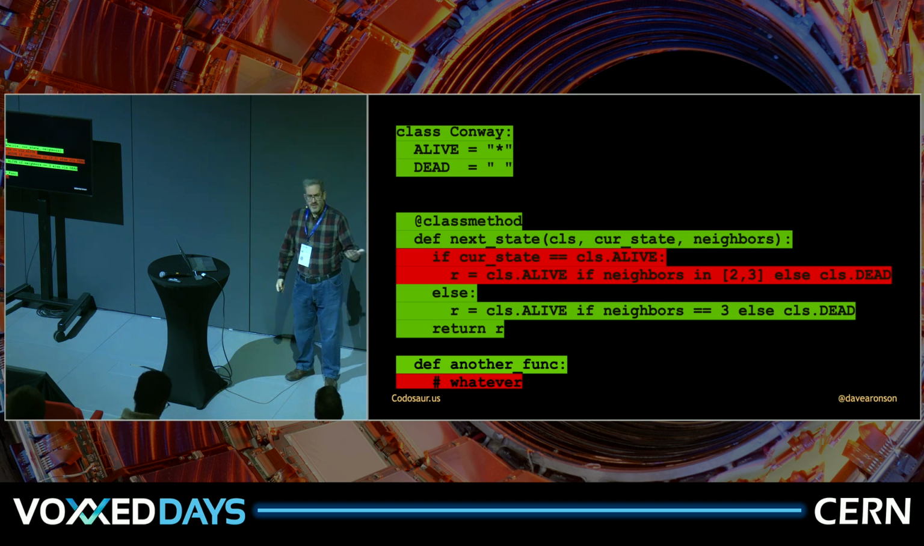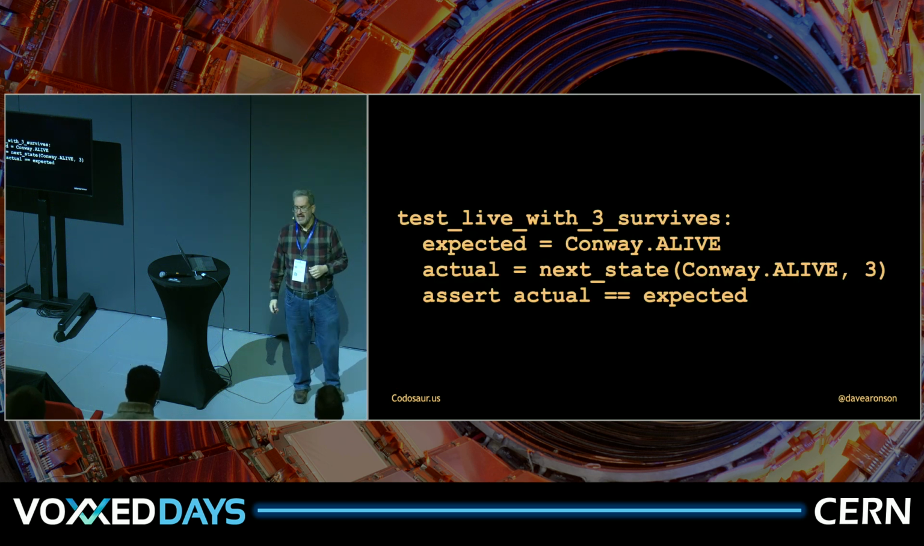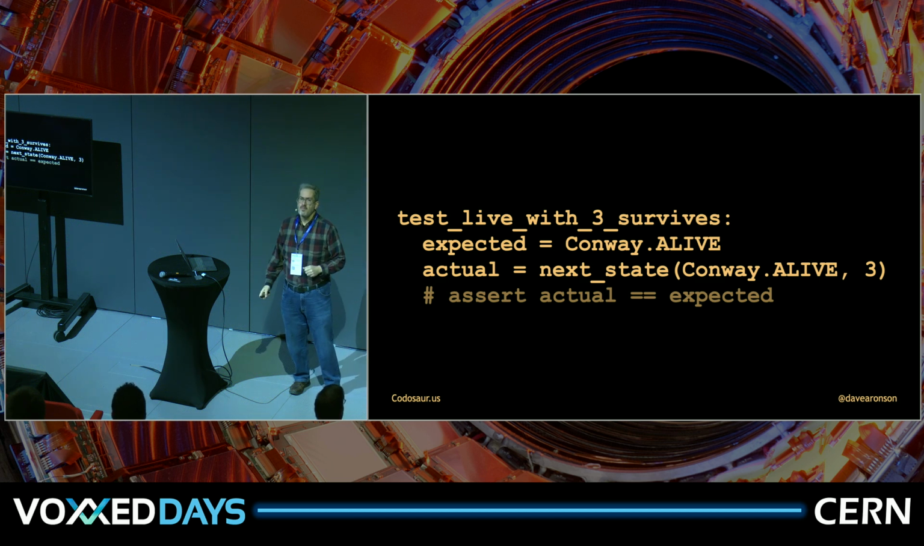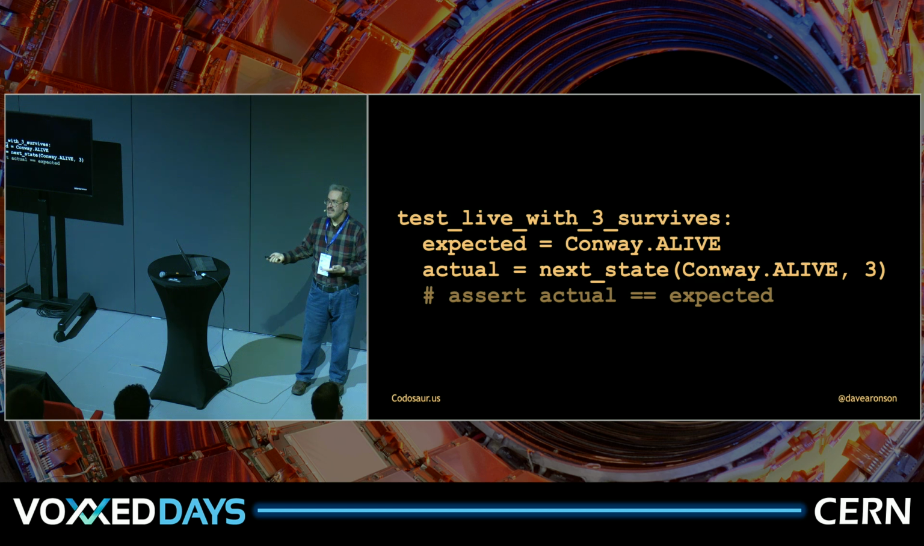By way of illustration, let's look at a test and comment out the assertion. It still runs the function, so it counts as covered, but we're not asserting anything. So the function is obviously not tested. The best we can say about it is that it doesn't blow up. Big deal.